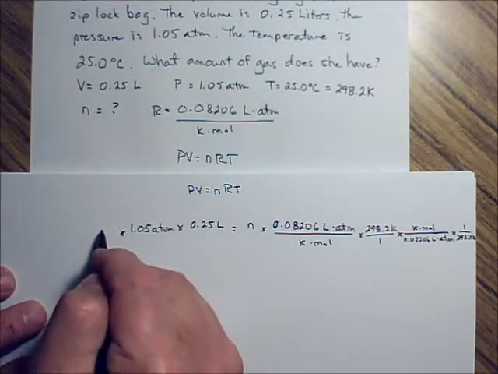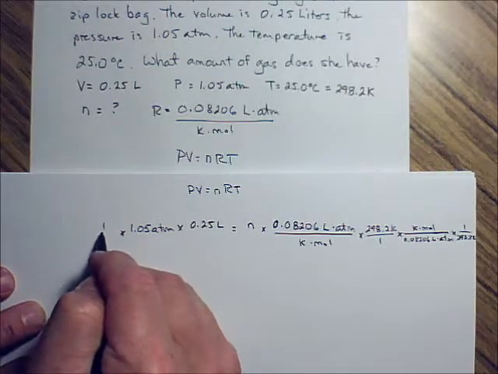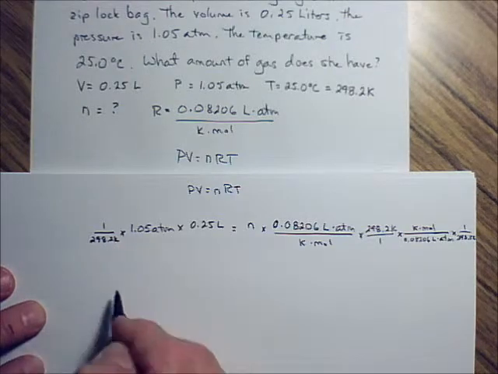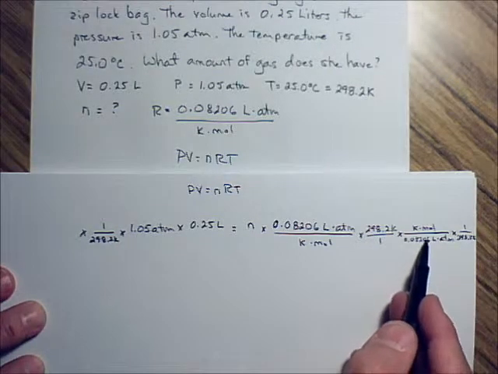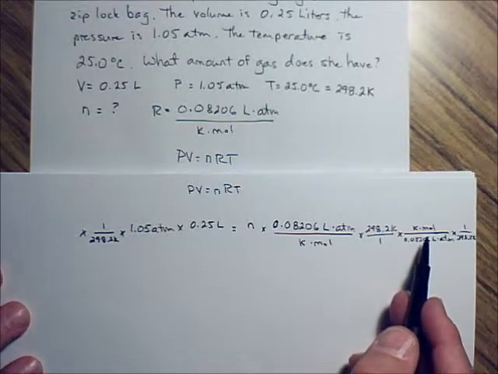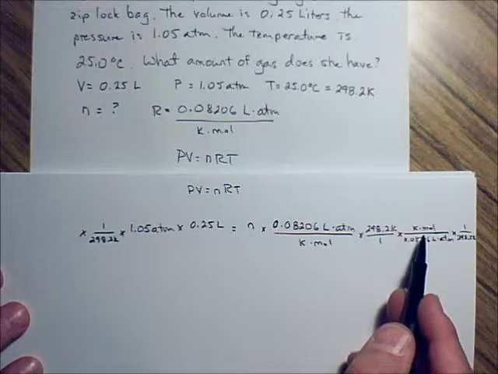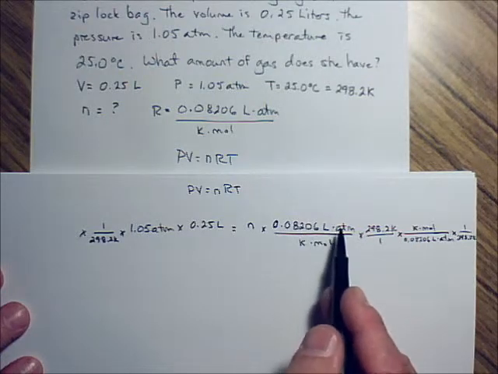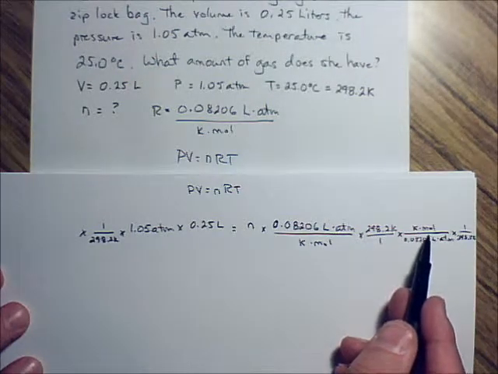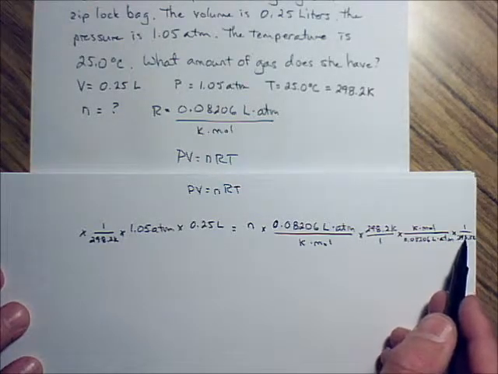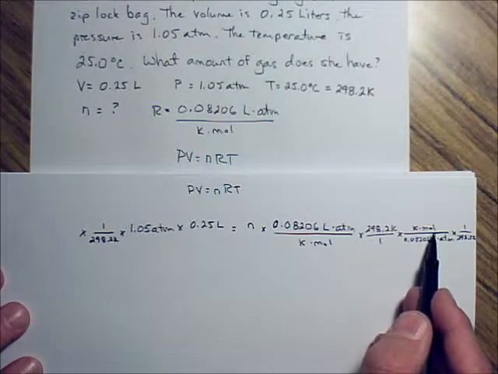All right, so I need 1 over 298.2 K. That's the reciprocal of this one. That's the same thing as that. It's kind of small, but just follow along with what we're doing. You can read that part on your own paper. And you know you've got to flip it over, so we're going to multiply by the reciprocal. This as well.